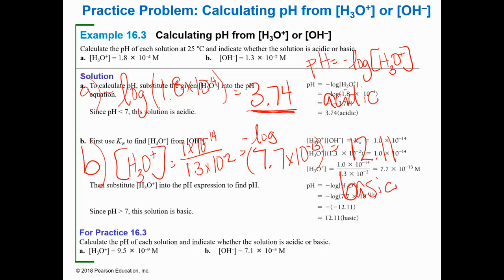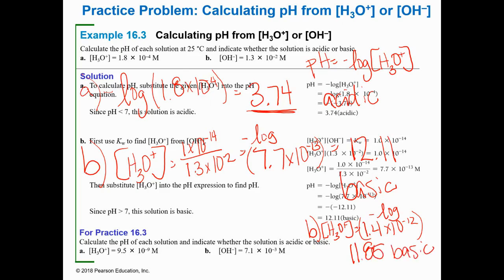Okay, if you have questions, I have lots of practice if you need them. I'm going to do one more like the base. So for B, I'm going to find H3O+ first. Remember, you got to do KW divided by OH. And I get 1.4 times 10 to the negative 12, and then I take the negative log of that. And I get 11.85, which is basic. Okay, if you have questions, please let me know.